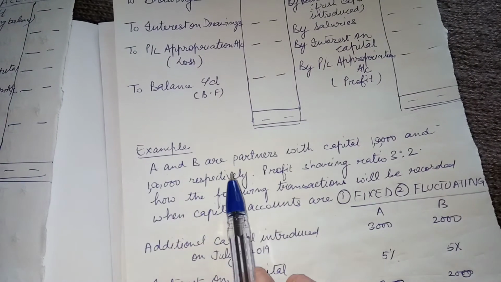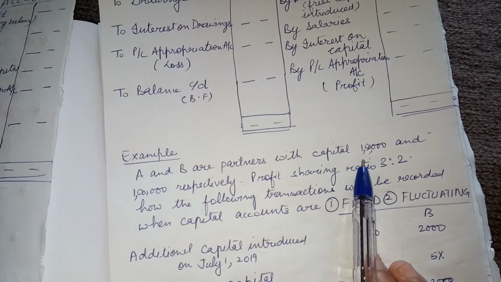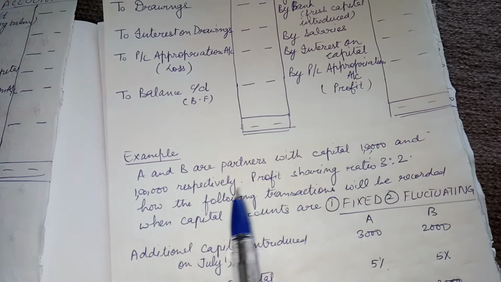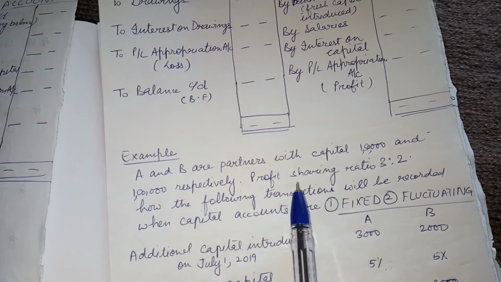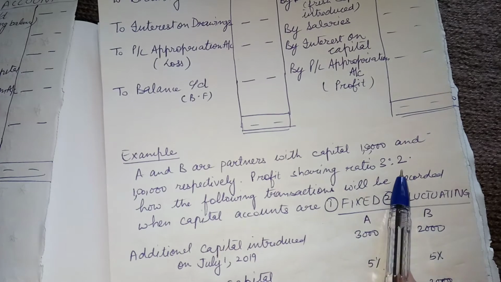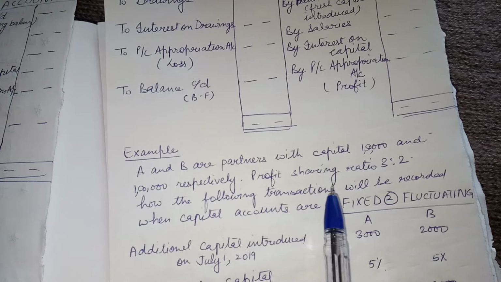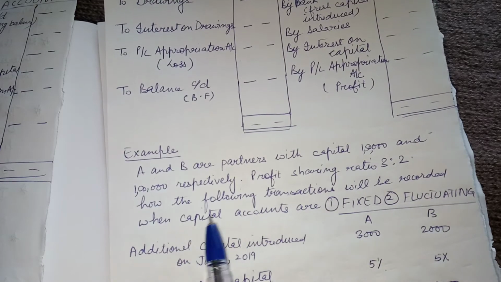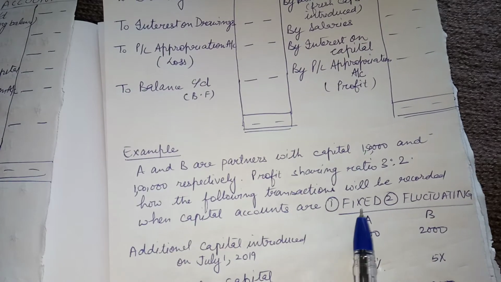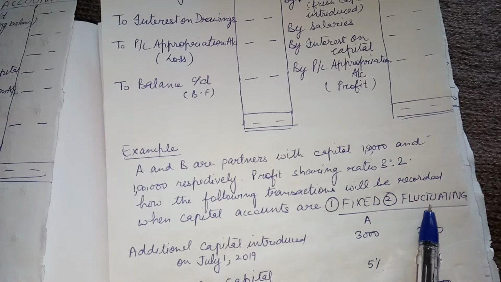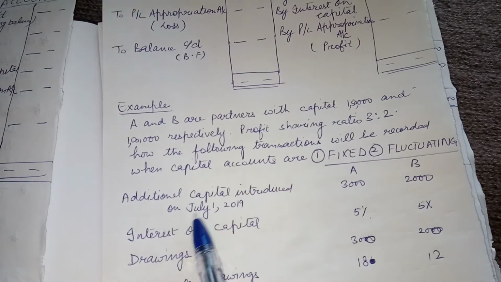Here A and B are the partners with capital of 1,50,000 and 1 lakh respectively. The profit sharing ratio is 3:2. Then how will the following transactions be recorded when the capital accounts are: number 1, fixed, and number 2, fluctuating. So let us check.